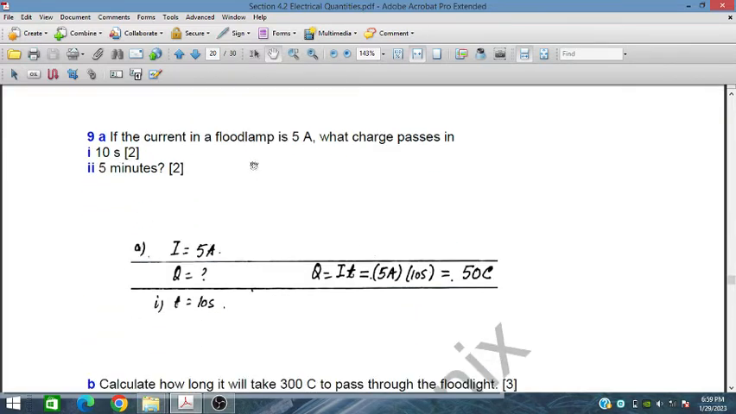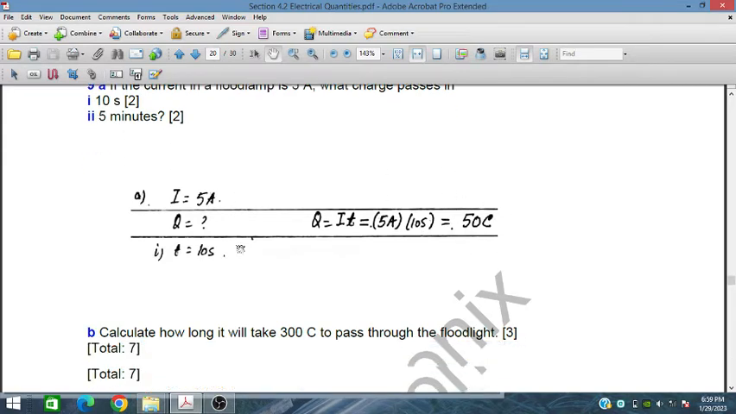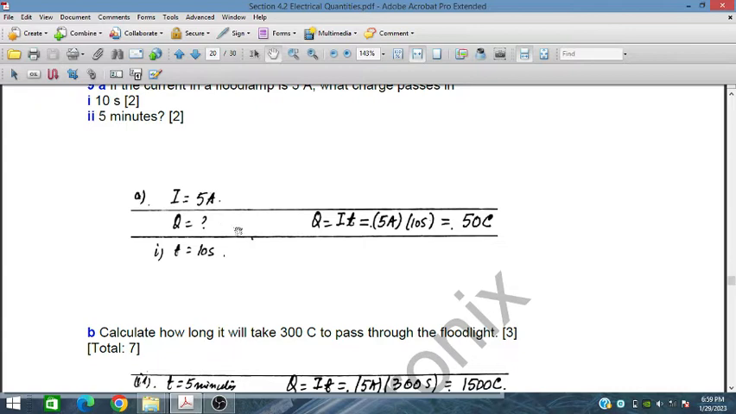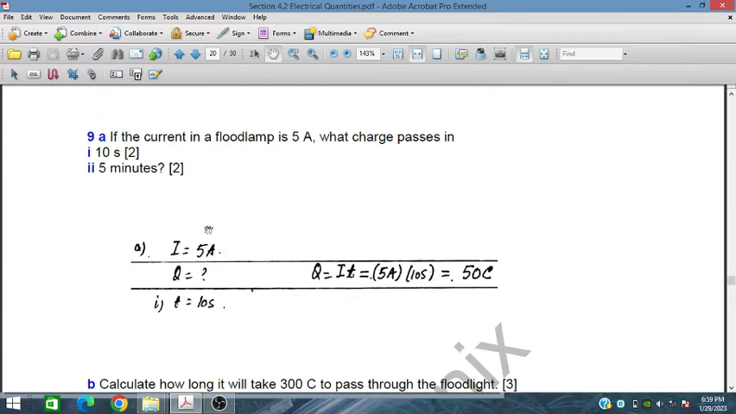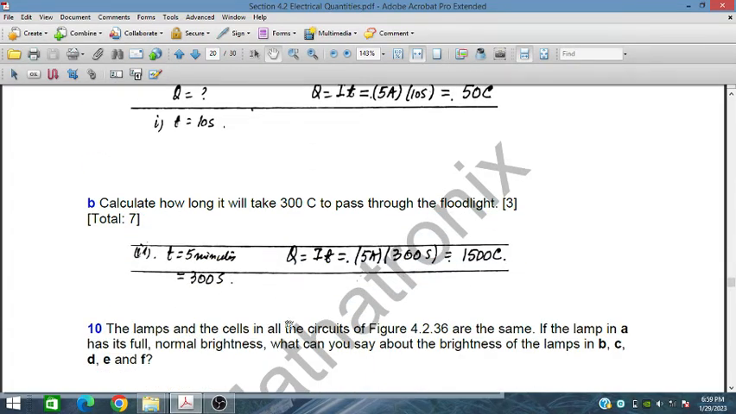If the current in a flood lamp is 5 amperes, what charge passes in 10 seconds? So I = 5 amperes and time is 10 seconds, then Q = IT. 5 amperes times 10 seconds is 50 coulombs. For 5 minutes it will be much larger, so we multiply 5 by 300 seconds. Using Q = IT, this is 1500 coulombs.